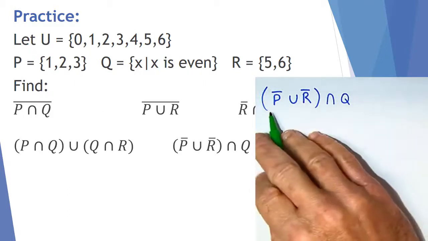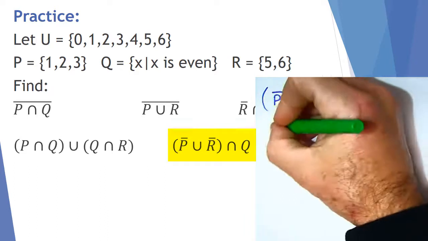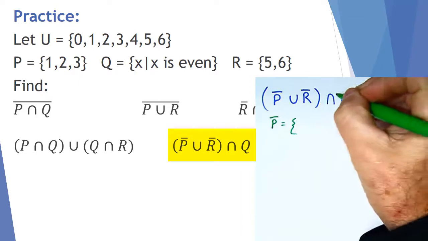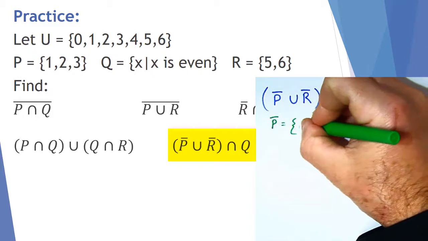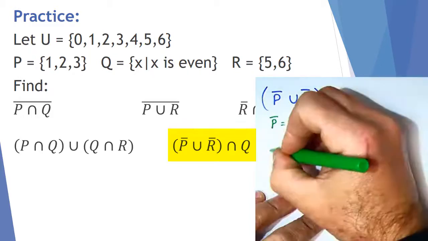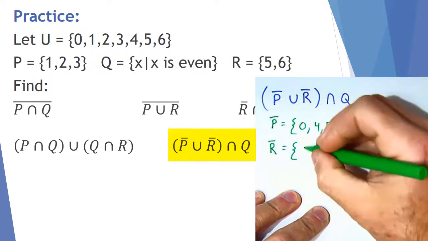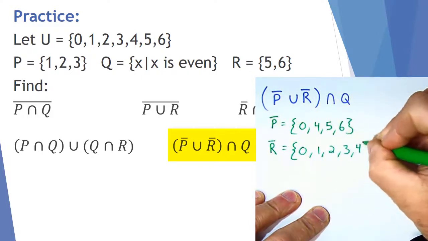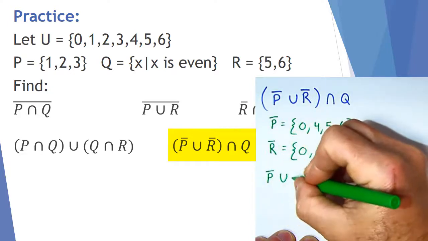Okay, our fifth one, the complement of P union the complement of R, intersect Q. Let's figure out what our complements are here. The complement of P will be everything that's not in P. P consists of 1, 2, and 3, so the numbers that are in our universe but not in P are 0, 4, 5, and 6. The numbers not in R will be everything in the universe except 5 and 6, so it'll be 0, 1, 2, 3, and 4.